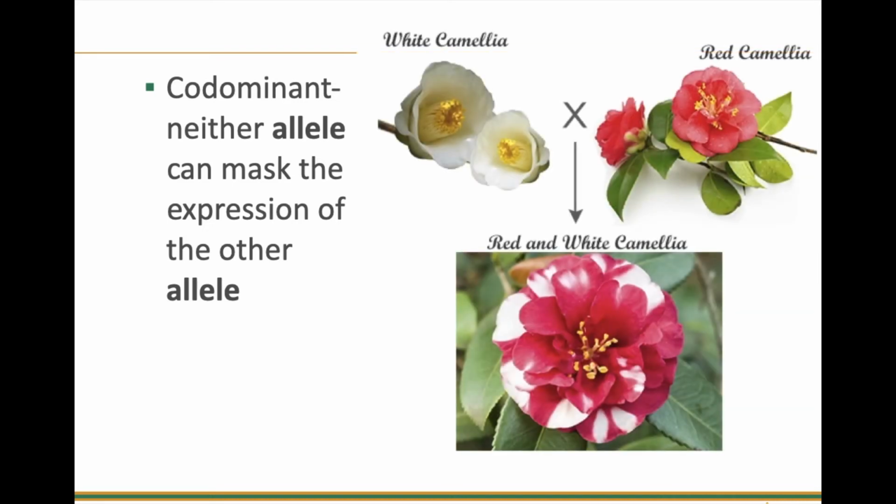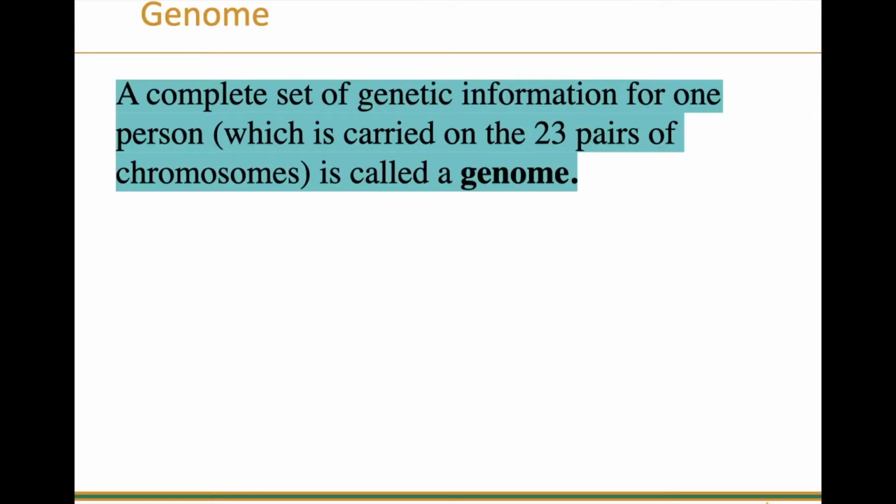A better example to visualize is in plants. If you have a white flower plant and a red flower plant and you breed them together, you might expect to get a pink plant. But in this case, you get a flower that's both red and white. That's codominance. Both traits are expressed. If you did get a pink flower, that would be called incomplete dominance, but that's not what we're talking about right now.